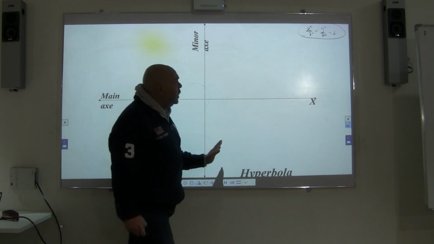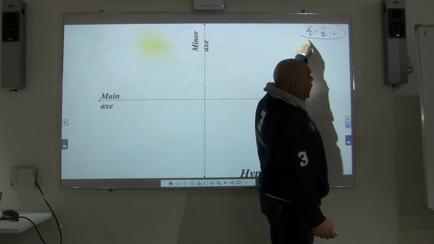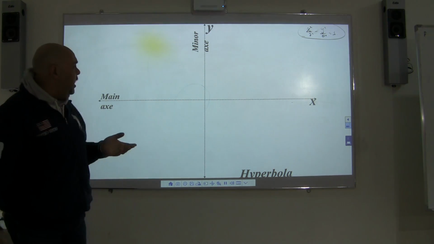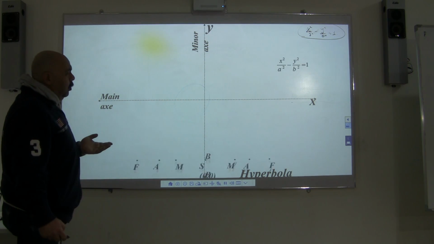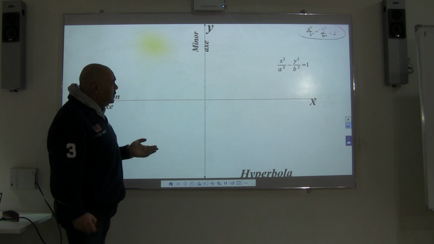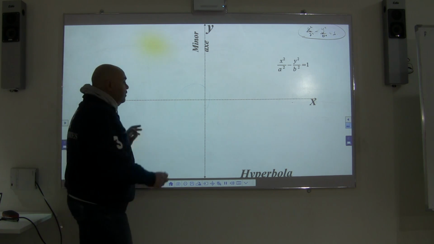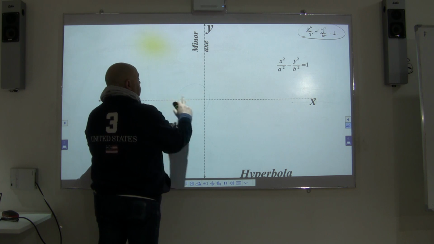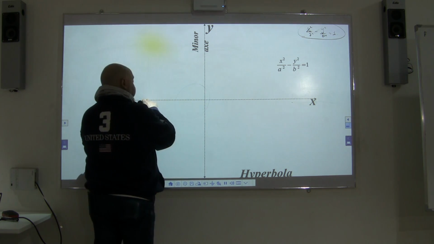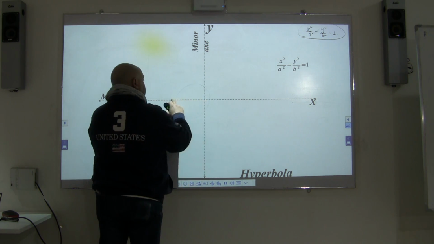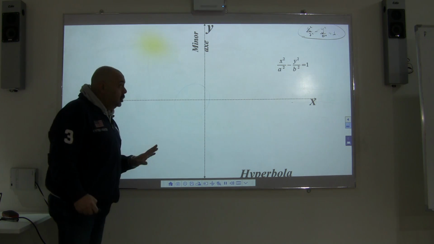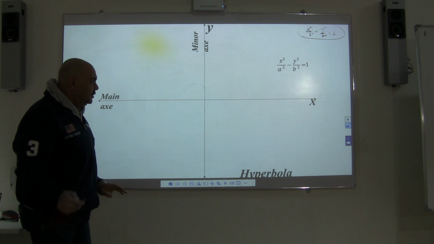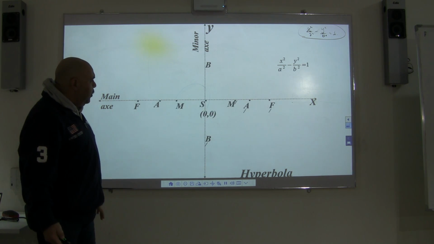The second step, I will take the square root of this value, which is going to be a, and then I will put the points as follows. First of all, from the center to the vertex, then from the center to the focus, and from the center to the directrix. Because the directrix in a hyperbola is inside it.